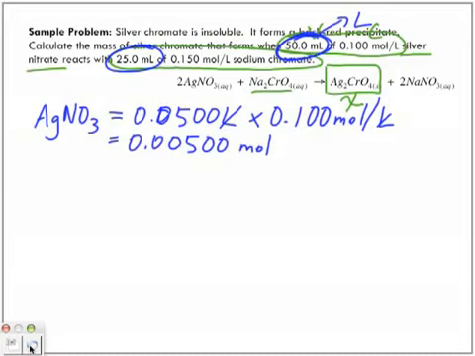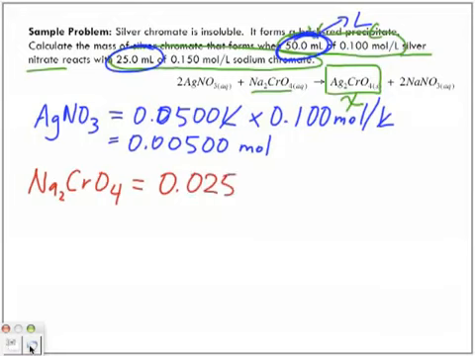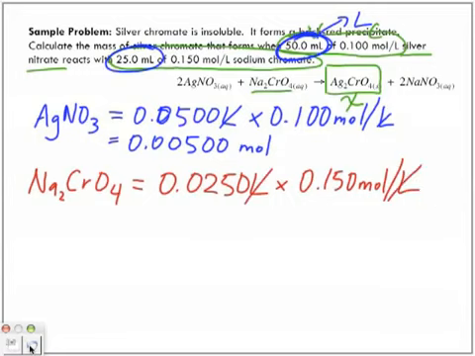I'm going to do the same thing now for my other reactant, which is the sodium chromate. So here is my sodium chromate. I'm going to take the volume, which has been converted to 0.0250 liters, and multiply it by the concentration, which is 0.150 moles per liter. Liters cancel out, and I'm left with moles. So my answer comes out to 0.00375 moles. So that's what we have now for each one.